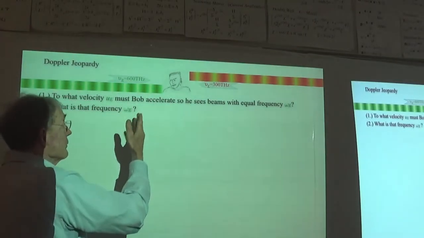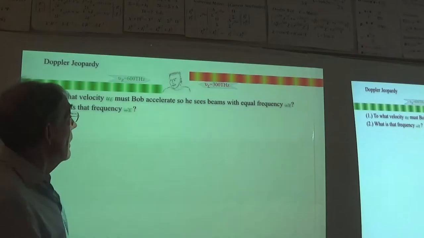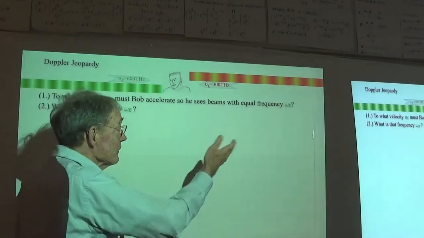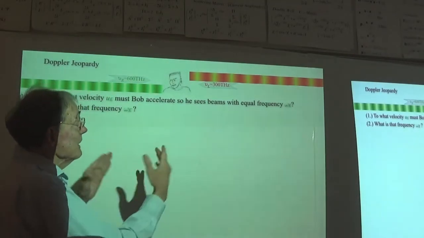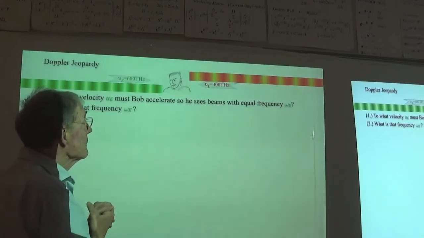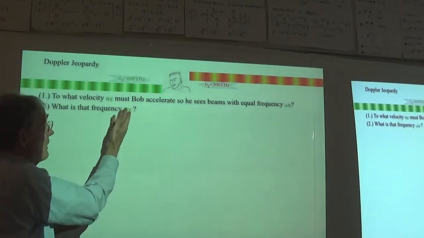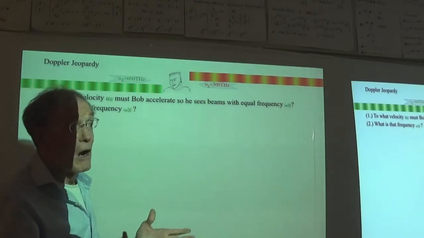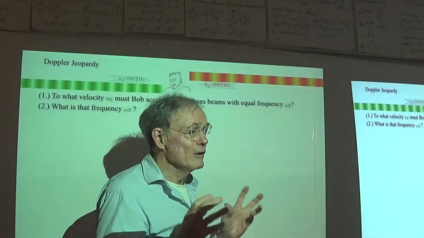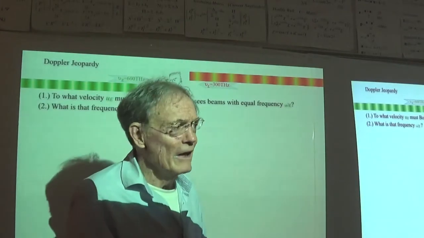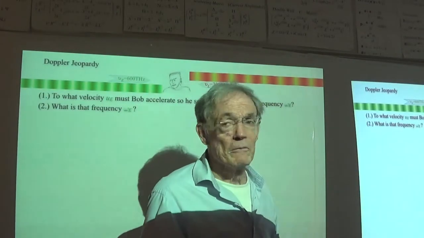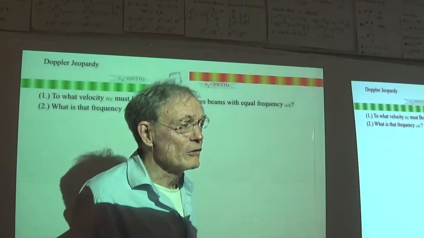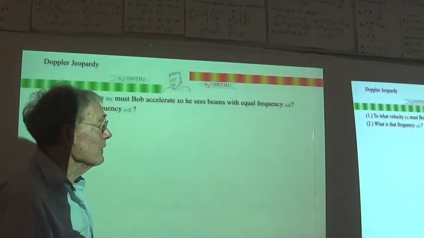But the idea is, first of all, to find out how fast he has to go to get equal frequency from both of them. And what is that equal? What is that omega equal, you see? So this is a nice problem that you should be able to solve easily, both algebraically and geometrically. And it will set us up for doing the complex geometry that we started in the last lecture.